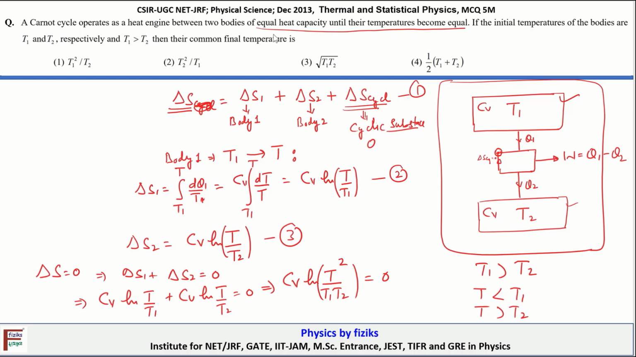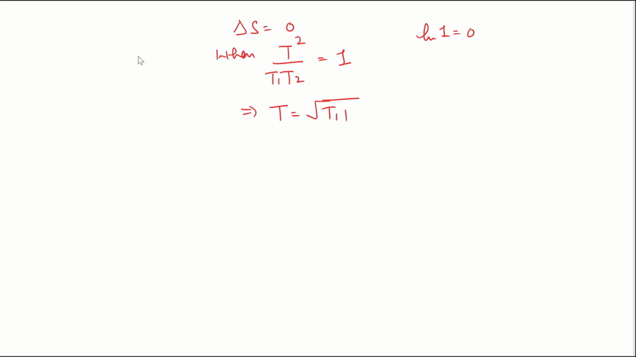Okay, so let me introduce a page here. So the entropy change delta S is equal to 0 when T square upon T1 T2 is equal to unity, because when this is equal to unity, ln 1 will be equal to 0. So this implies T is equal to the square root of T1 T2. Okay, so that is the common final temperature of both reservoirs.